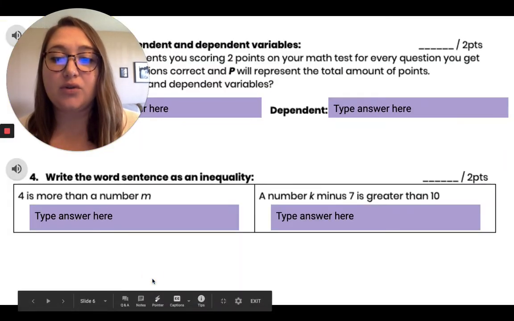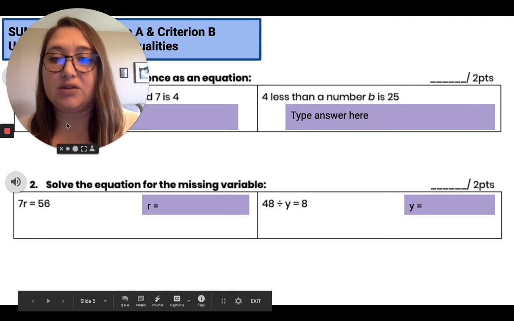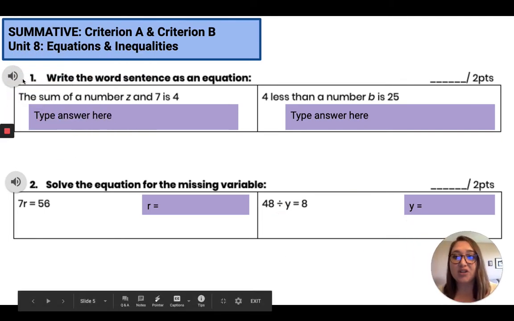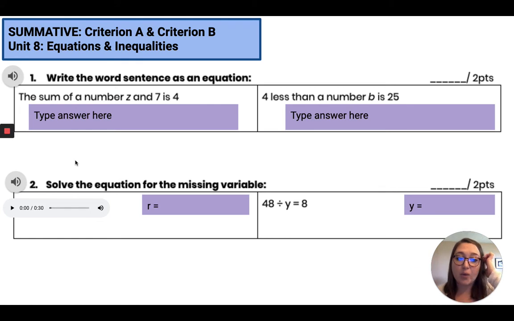So as you go through your summative, a couple things to take note of. First of all, on each question, you'll see this little gray button. We have included audio instructions for every question. So if you're going through each question, you can click on that and you'll hear us read the questions out loud. That way it can remind you of what it says and what the instructions are.